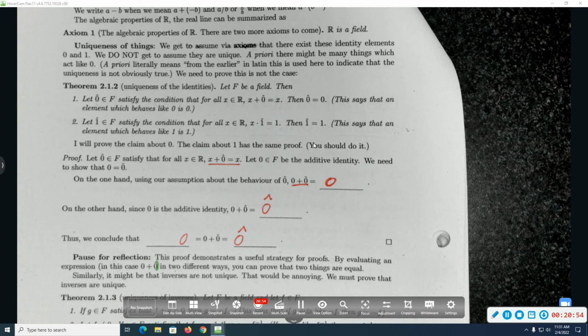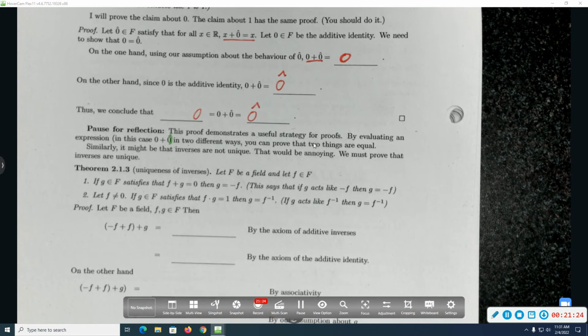So look at the other thing in this theorem. Let one hat satisfy the condition that defines the multiplicative identity. Then one hat is equal to 1. Do you think that a similar proof might apply? Homework. Prove claim 2 of this theorem. Think you could do it? Nice.